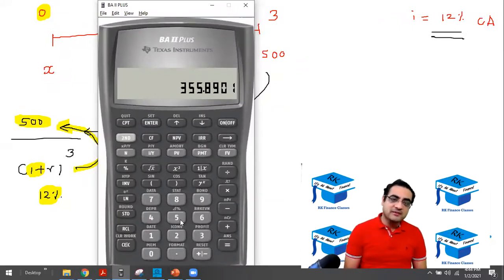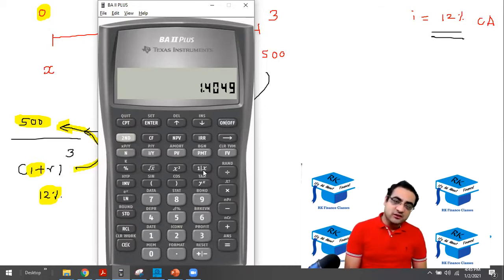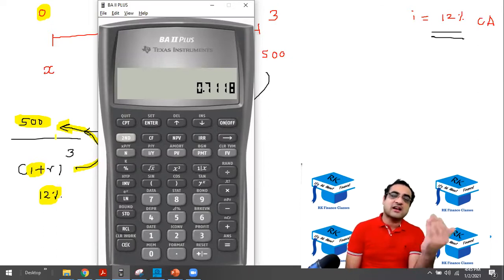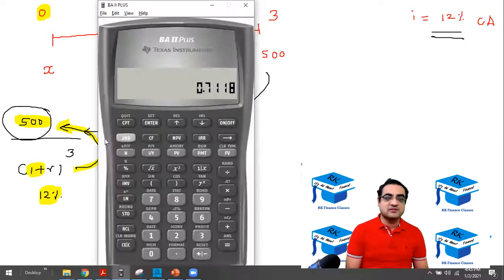I repeat it one more time. 12 percentage plus 1 equal to, then press raised to 3 equal to, so that was your denominator, 1 plus 12% raised to 3. Then to take it up, you have to press this key called as 1 by x. So press that key 1 by x. And then the answer has come in the numerator. And now in the numerator, you have this 500. So multiplied by 500, so into 500.